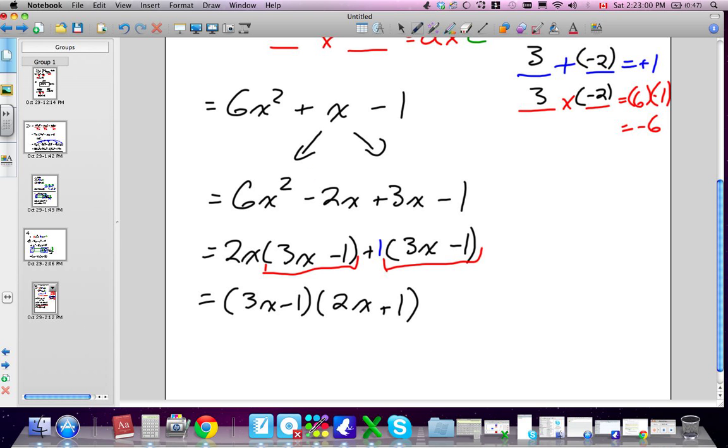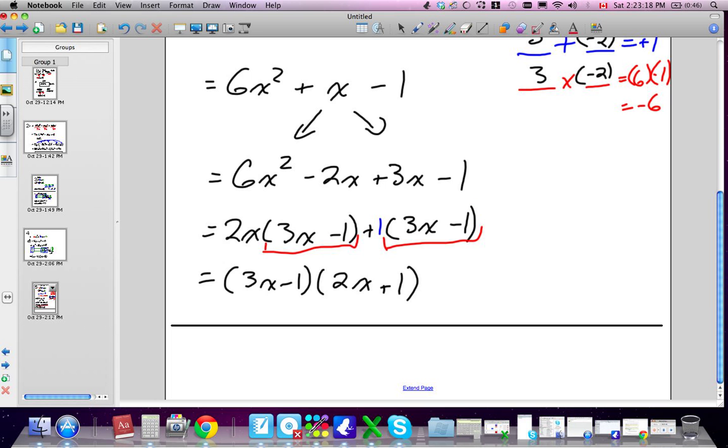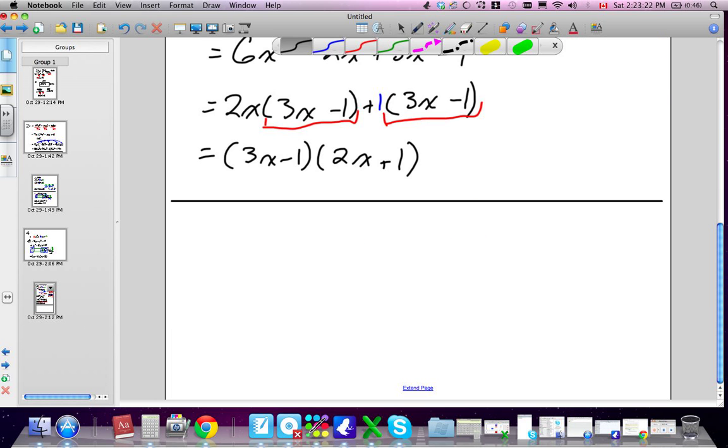Now, the other way we could have done this, okay? The other way we could have done this is like we had said before, right? We had 6x squared minus x minus 1. Is that right? Factors of 6 are 1 and 6, 2 and 3. Factors of 1 are 1 and 1. Okay? We know the two terms need to add to negative 1.